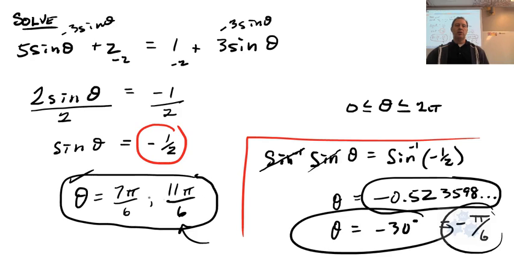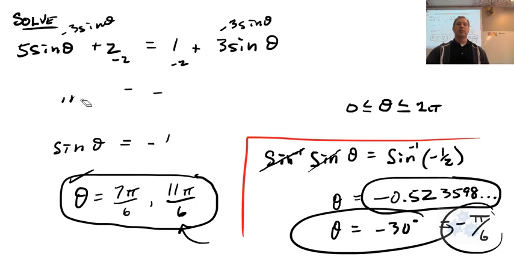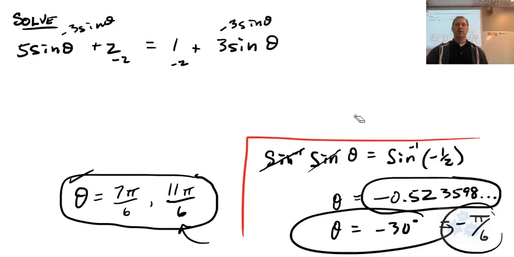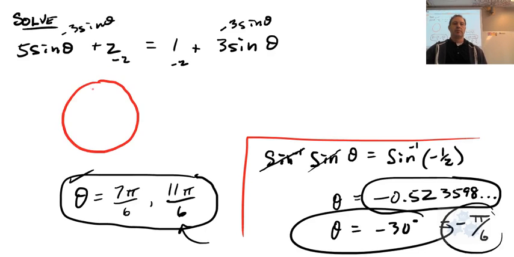So what's the relationship between these numbers and negative pi over 6? Well, I'll just erase some of this stuff here. The relationship, anybody noticing what it is? What's the relationship between negative pi over 6 and these numbers? Let me draw this unit circle for you. Anybody?